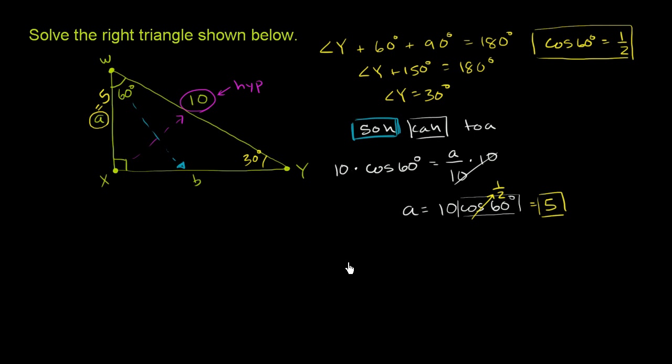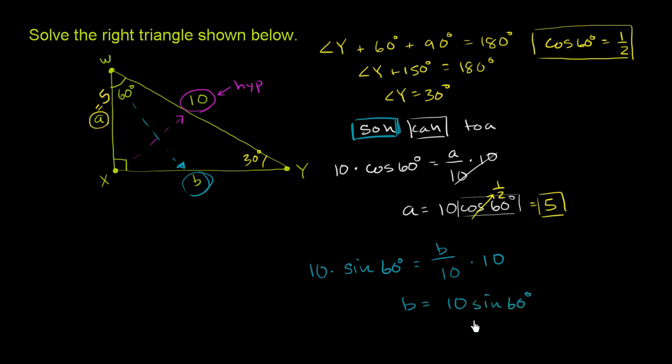Well, let's think about it. We know that sine of 60 degrees is equal to the opposite side, which has length B, over the hypotenuse, which has length 10. Well, multiply both sides by 10, and you're left with B is equal to 10 times the sine of 60 degrees.